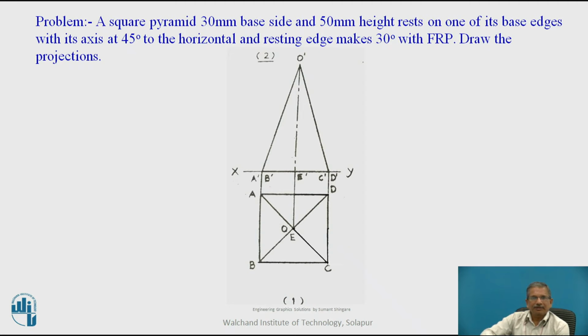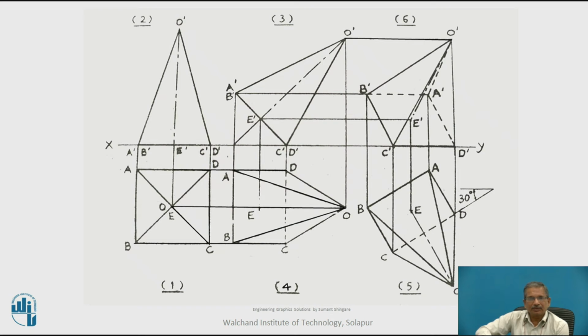The resting edge makes 30 degrees with FRP. So for the third stage, what will we do? The resting edge. Now which is the resting edge? CD is the resting edge. So what will we do? We will redraw this sketch.